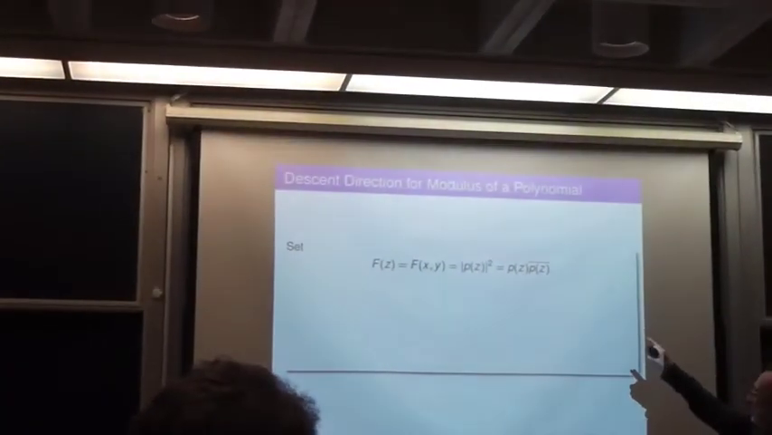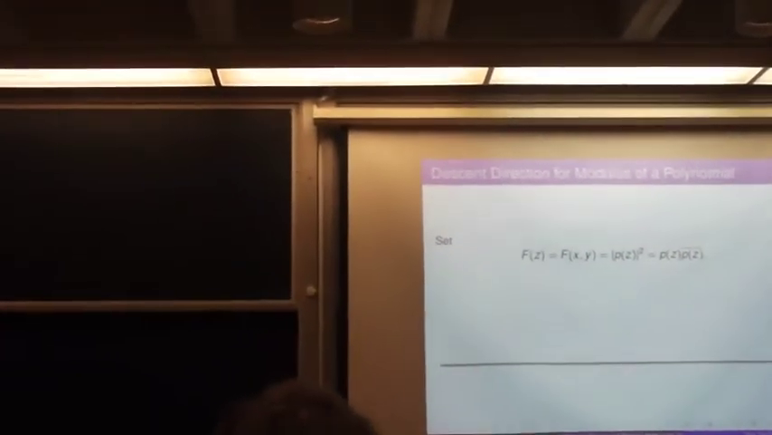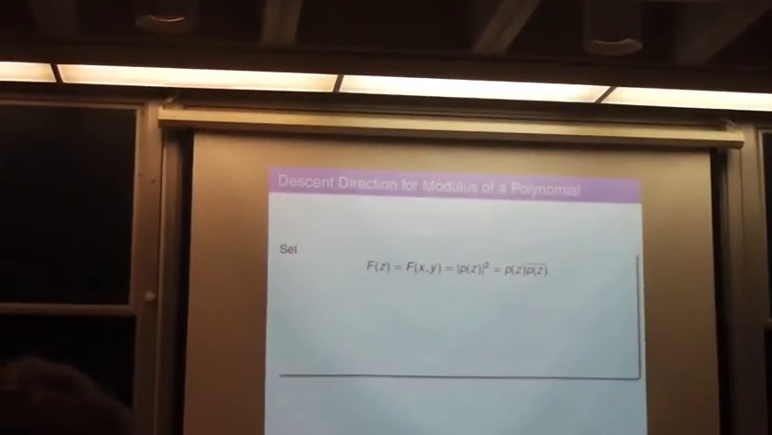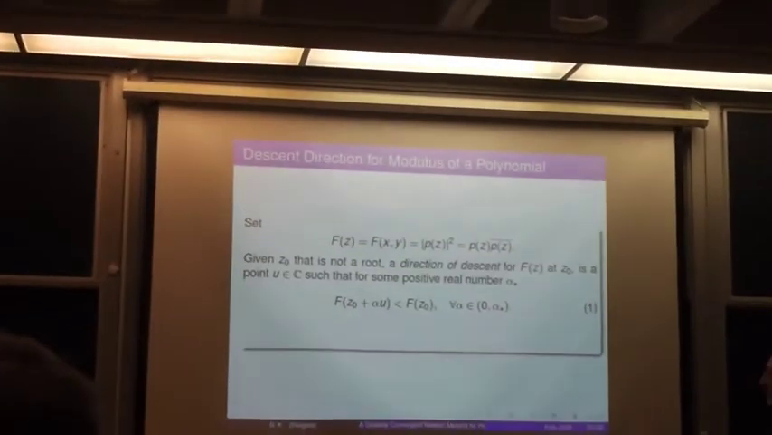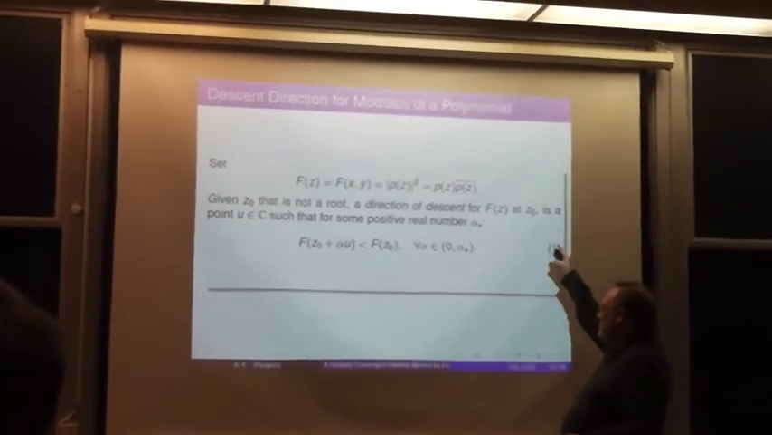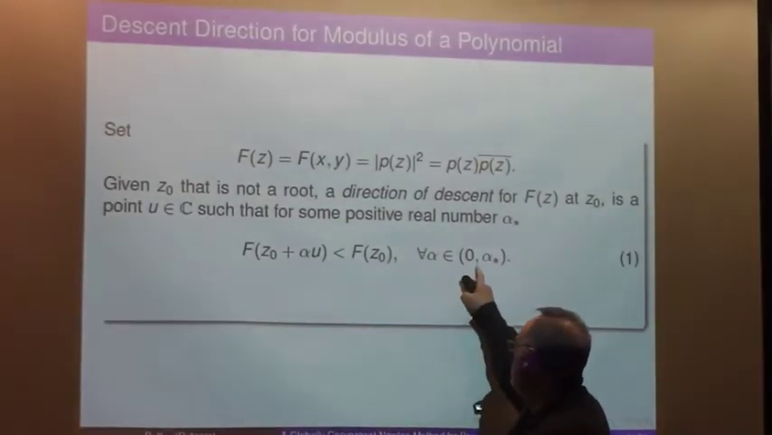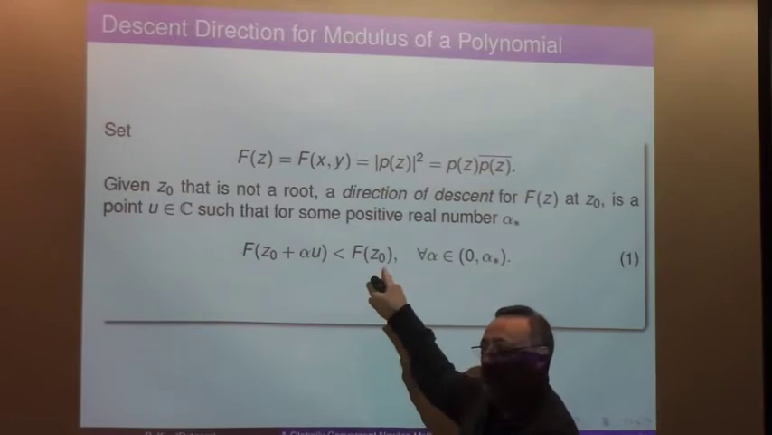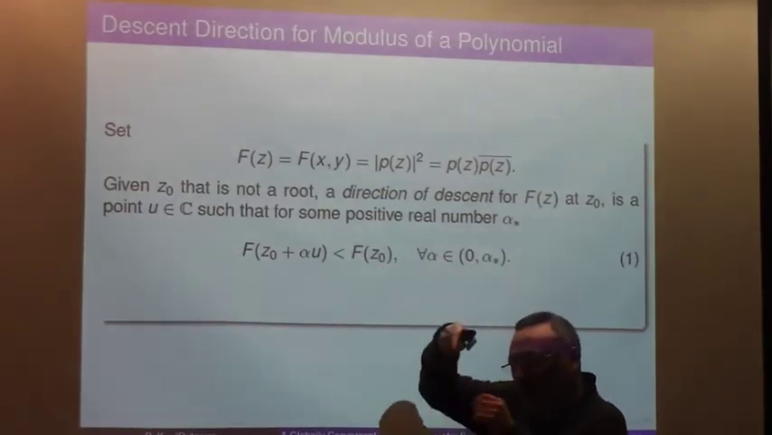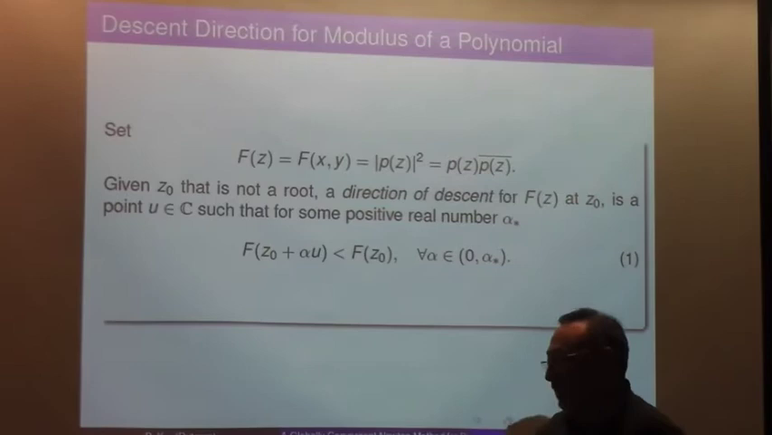First of all, descent direction of Newton's method for the modulus of a polynomial. Again, let's take the modulus of a polynomial. Let's square it for simplicity. So it's p of z times the conjugate of p of z. This is a polynomial in two variables, x and y. At a given z0, we say u is a direction of descent if there is some alpha star so that this inequality is satisfied. In other words, it just goes down for a certain length.